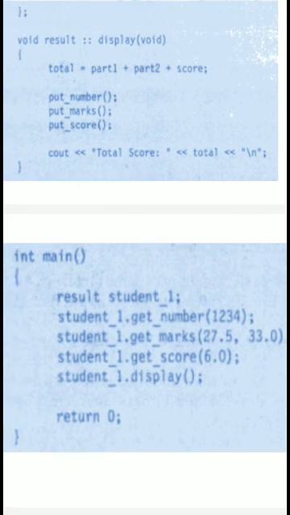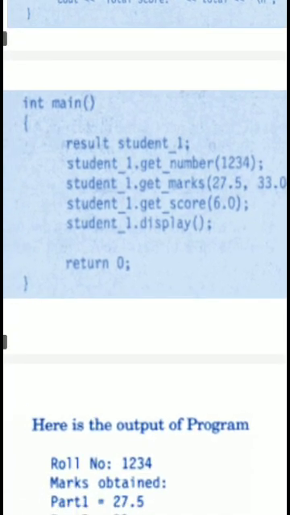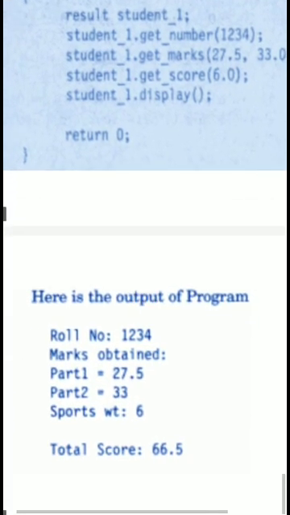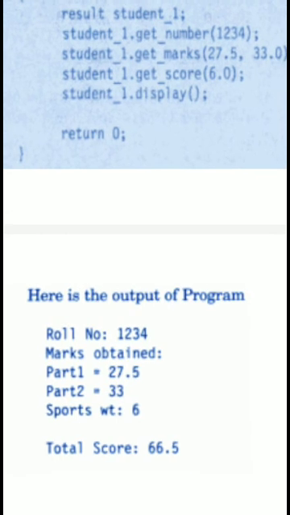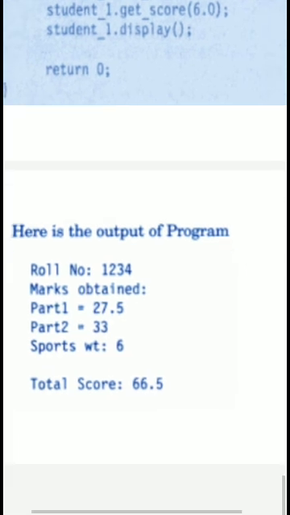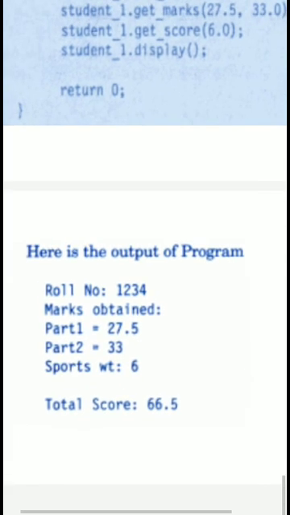So this is an example for hybrid inheritance, and the output will be here. The roll number will be 1, 2, 3, 4. The marks obtained, part 1 will be 27.5 and part 2 will be 33.0. Sports marks will be 6 and the total score will be 66.5. That is all about hybrid inheritance.